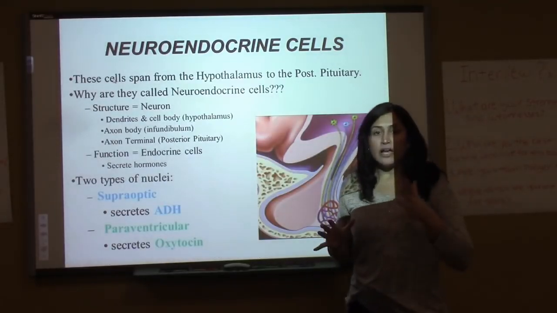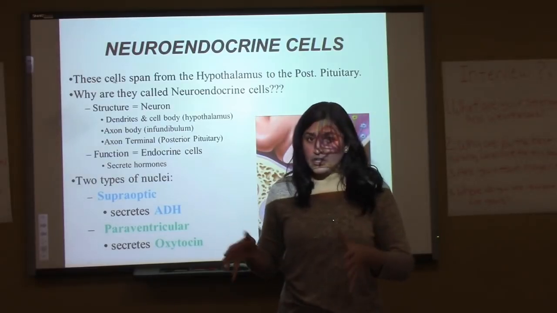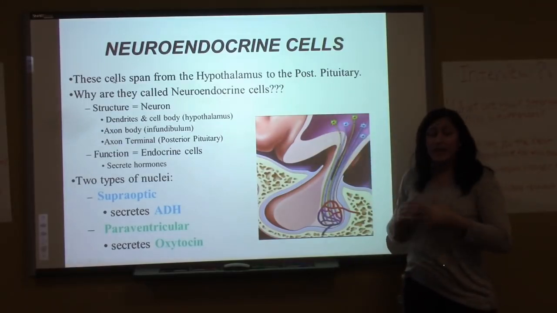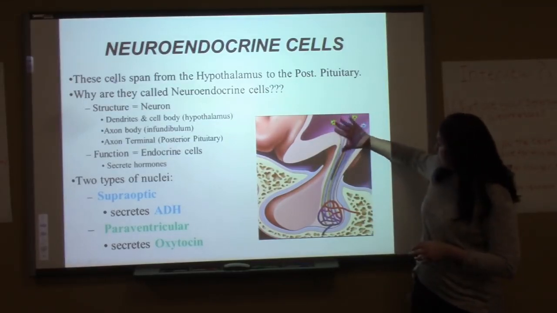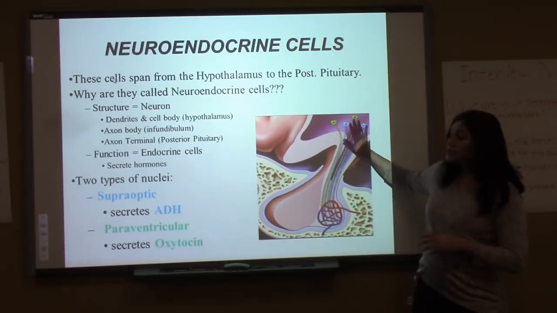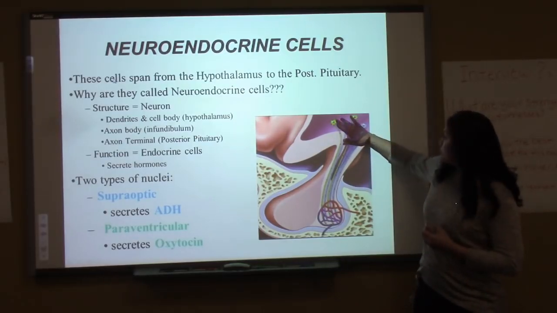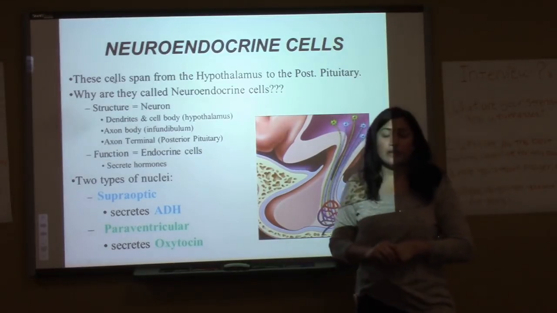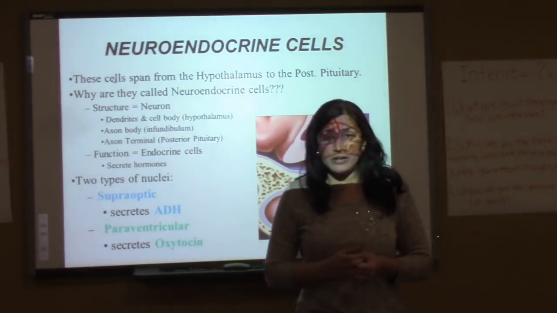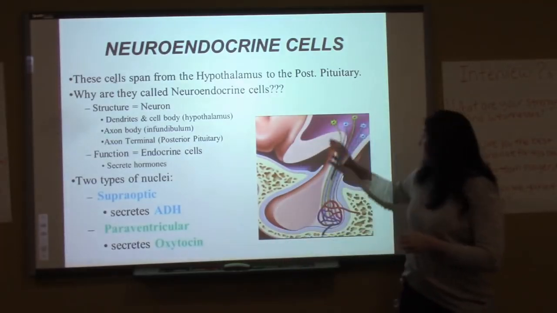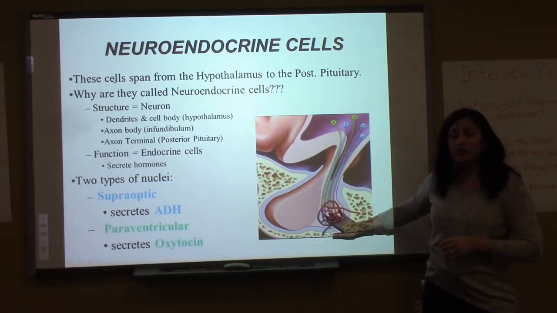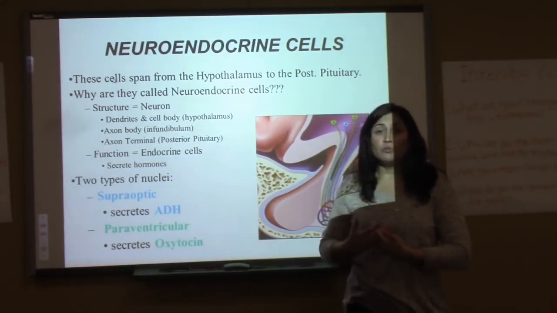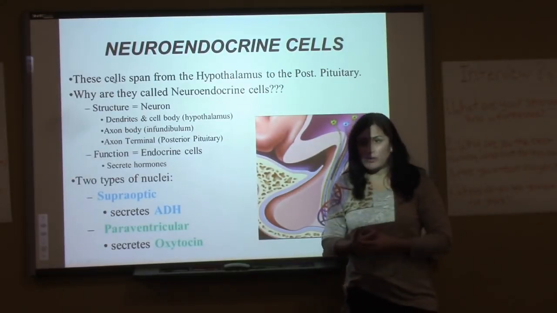Now, let's focus on the hypothalamus and the posterior pituitary first, and then we'll look at the other ones. So, between the hypothalamus and the posterior pituitary, so right here is the hypothalamus, here is the posterior pituitary, you actually see specialized cells that span. So, right here, the blue and the green are called the neuroendocrine cells. Why are they called neuroendocrine cells? Structurally, they look like neurons. They have the dendrite, cell body, axon, and the axon terminal. But they function like endocrine cells because these cells release hormones, not neurotransmitters.